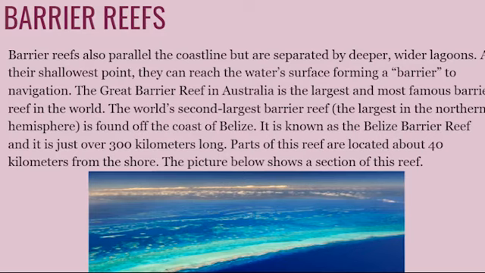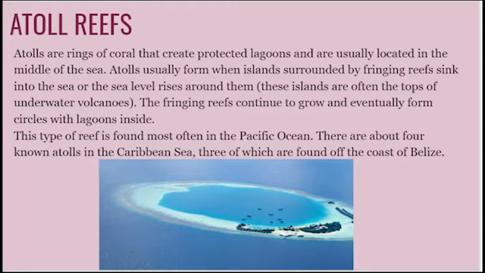All right, so we get two reefs out of the way, and now we have the atoll reefs. Right, now atolls are rings of corals that create protected lagoons and are usually located in the middle of the sea. So the thing with atoll reefs is that they create lagoons. I know lagoons are just simply an enclosed space of water. They're enclosed, or they're surrounded by land, or in this case, coral. So this is just water that is enclosed, right?